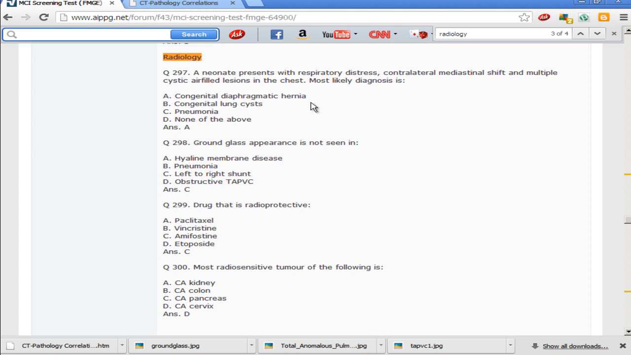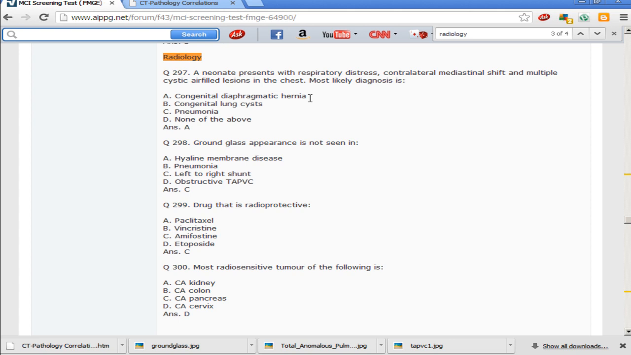So ruling out pneumonia, you just have two things to rule out. Now you have a 50% chance in guessing. So let us go. The clue here is contralateral mediastinal shift. Congenital lung cysts do not present with mediastinal shifts. So the answer will be congenital diaphragmatic hernia.